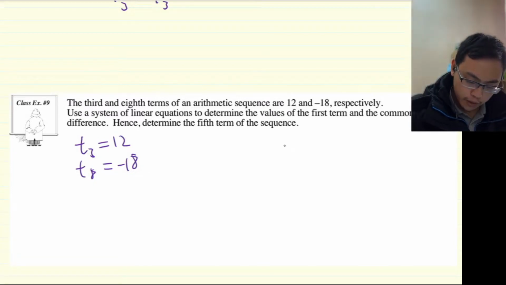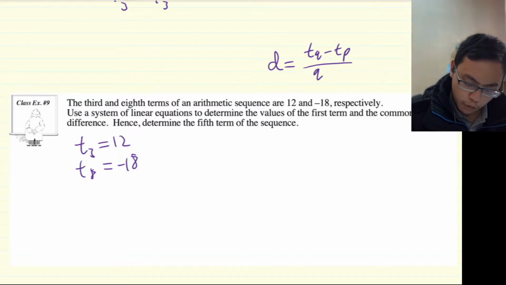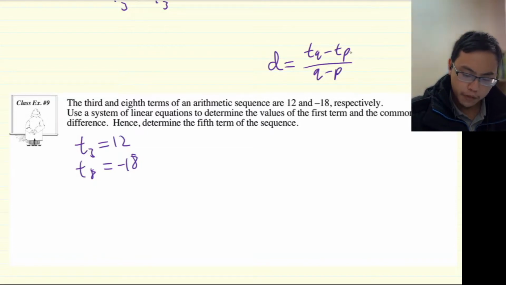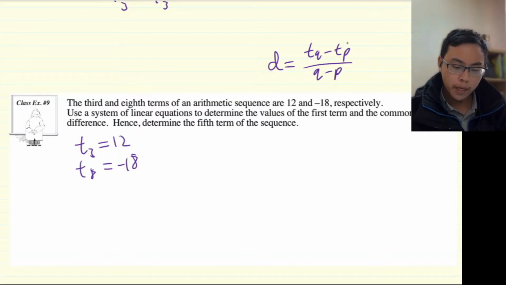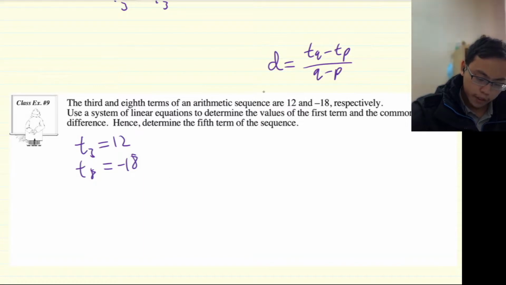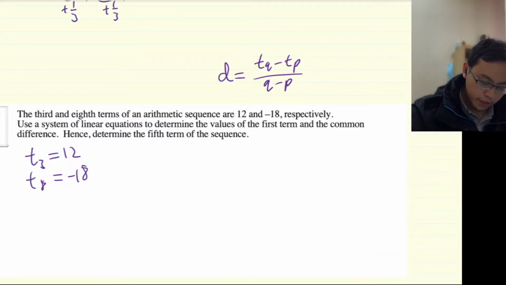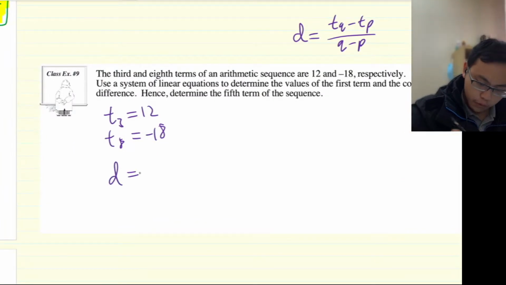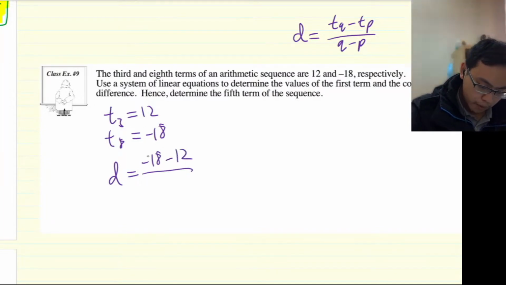The common difference, D, is going to be TQ minus TP divided by Q minus P. This is how we find a common difference. This is the Qth term, and this is the Pth term, where the Qth term is the later term, and TP is the earlier term, and this is the term number. So Q would be the 8th term, P will be the 3rd term. So let's go ahead and put these numbers into our formula. The common difference D is equal to TQ, which is -18, minus T3, TP, which is 12, divided by 8 minus 3.